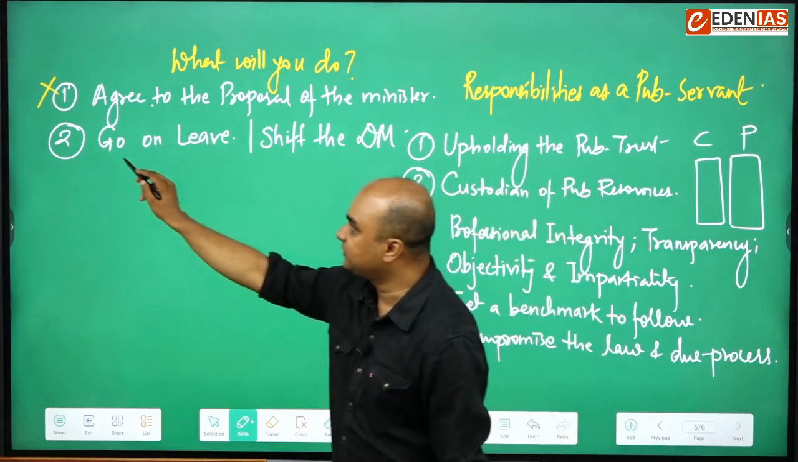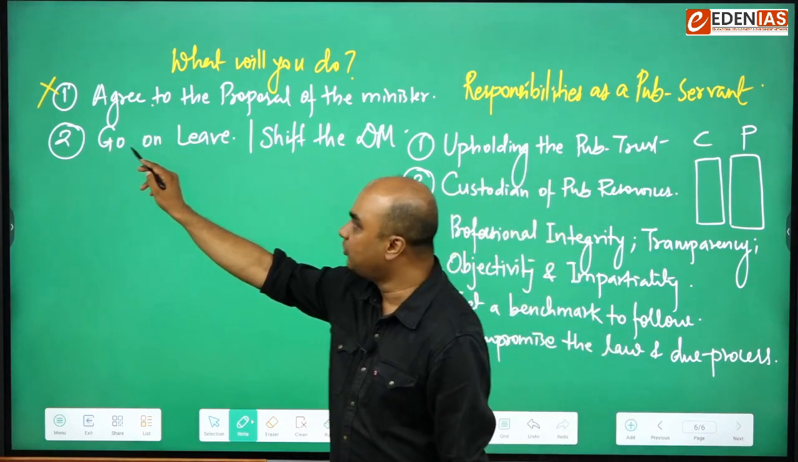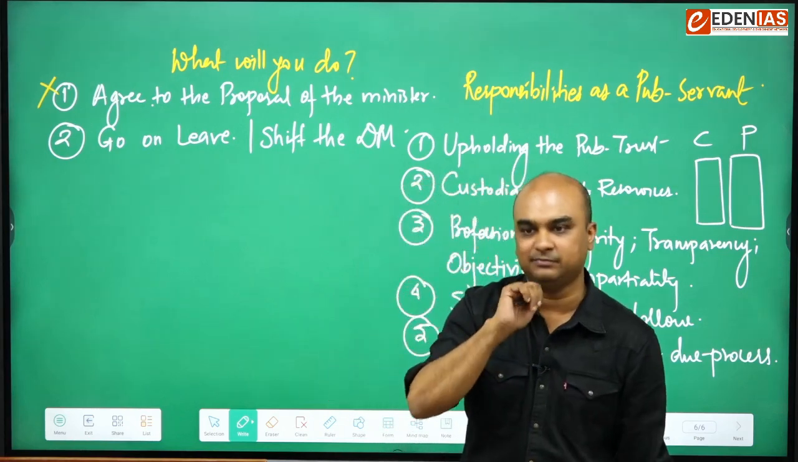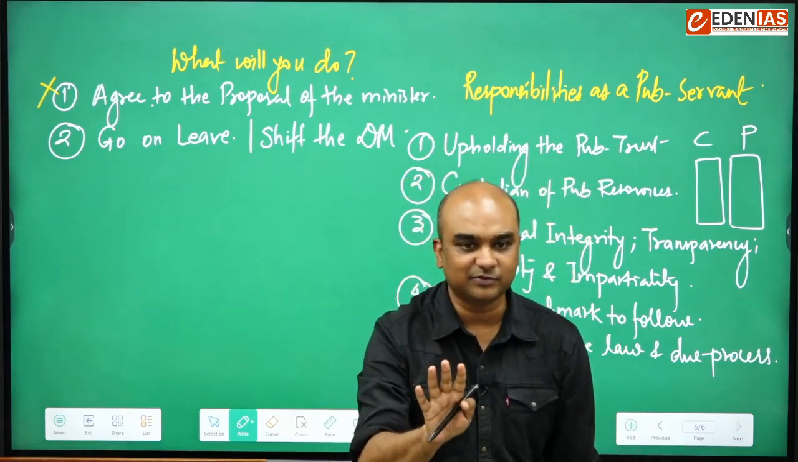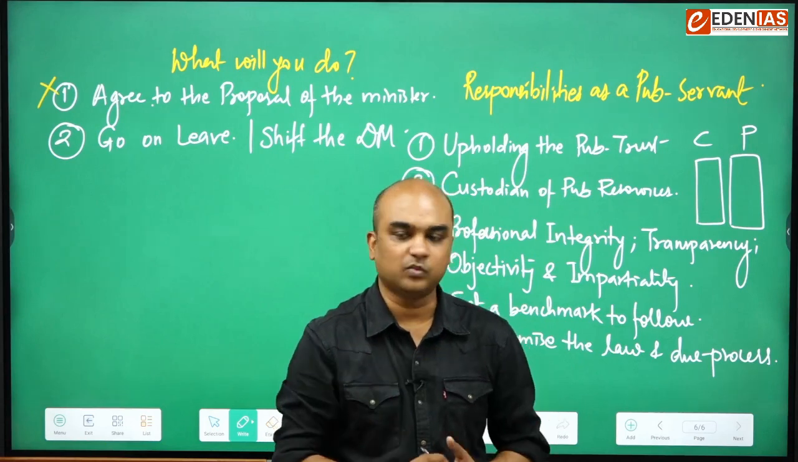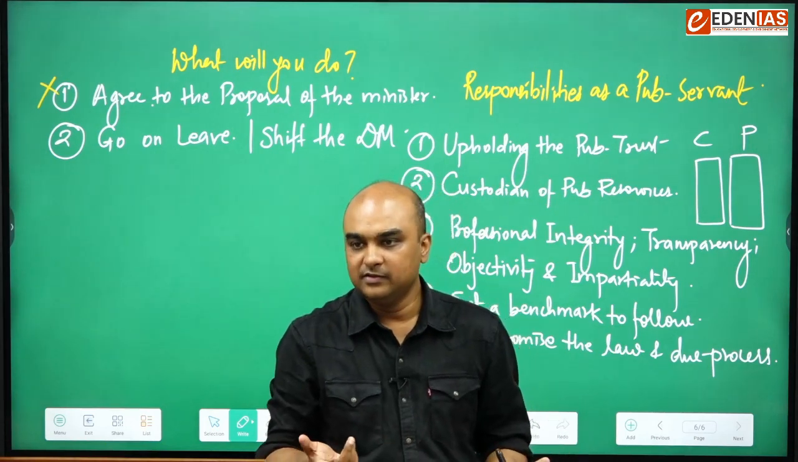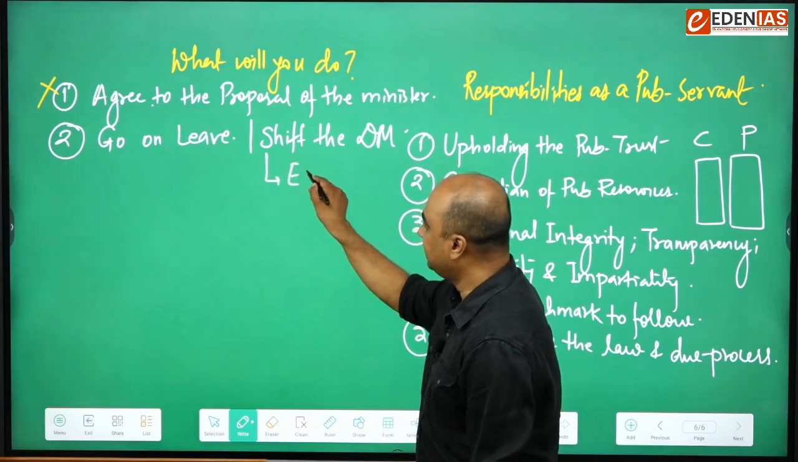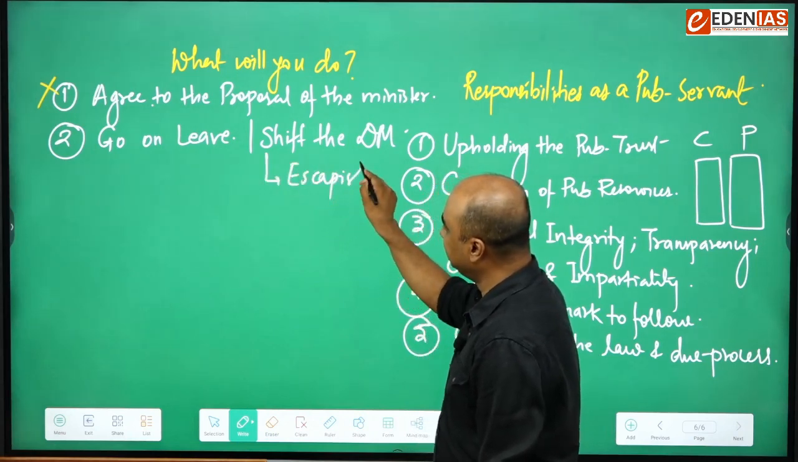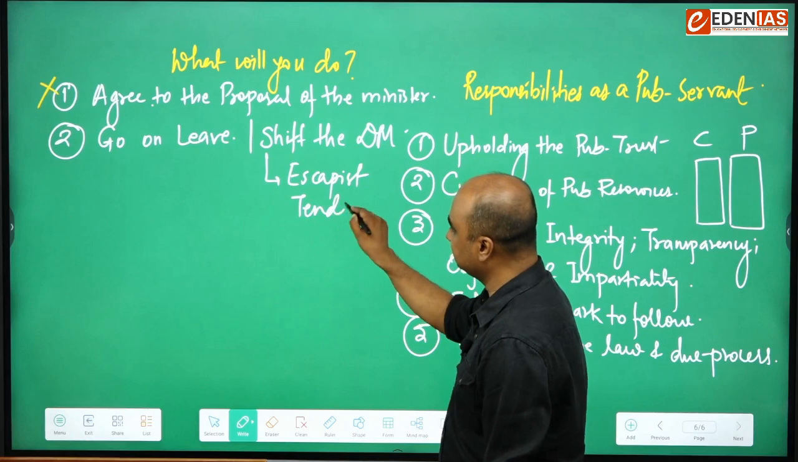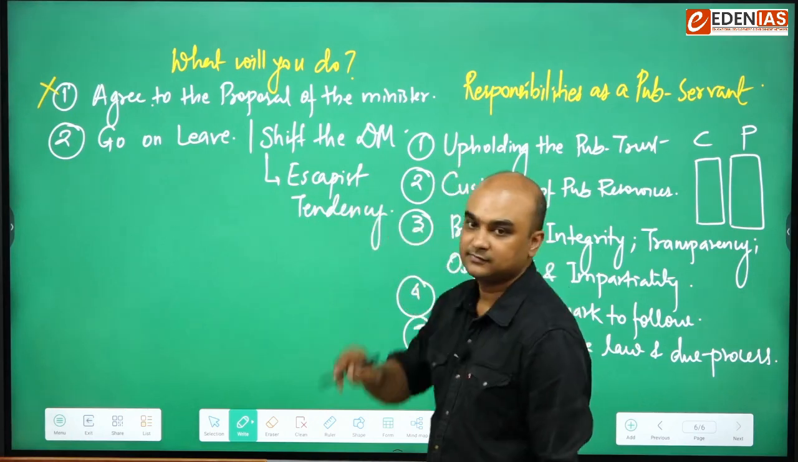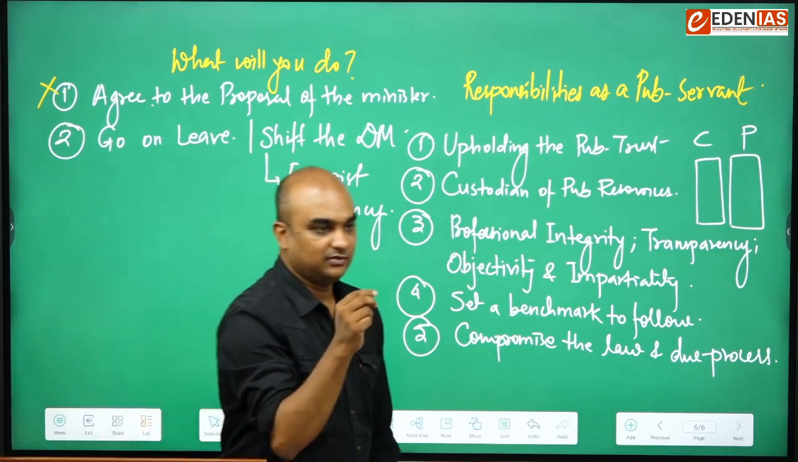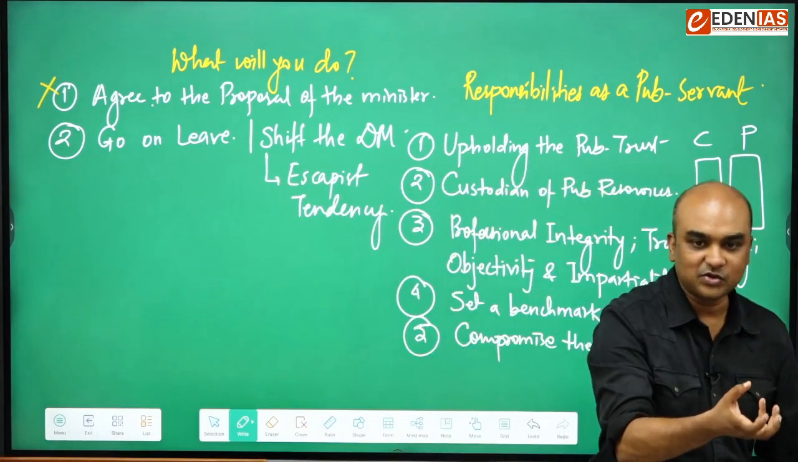Okay, let's go back to this. Obviously, we discard this one, right? Going on leave or shifting the decision making, is that a right approach under this scenario? Definitely not. Why? Because this shows that you have an escapist tendency. You cannot talk directly about what you want to do. Rather, you have an escapist tendency.